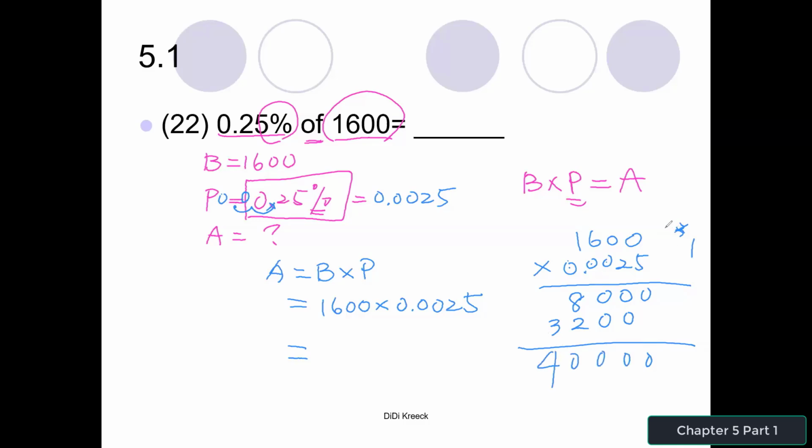Okay. And here we have 0 decimal places in the first factor. We have 1, 2, 3, 4 decimal places in the second factor. So we should place the decimal point at the 4th decimal place in our final product. 1, 2, 3. So the amount will be 4.